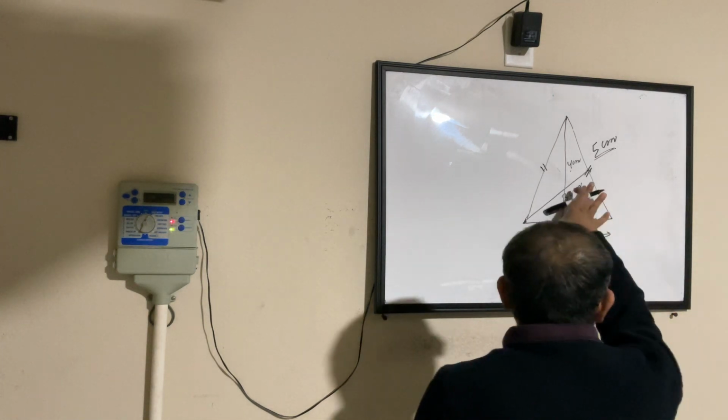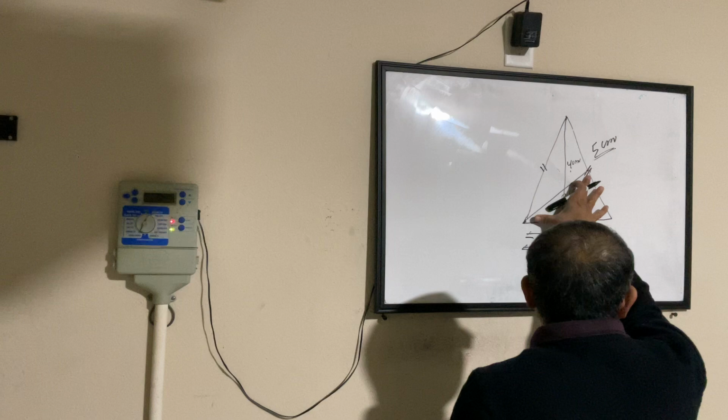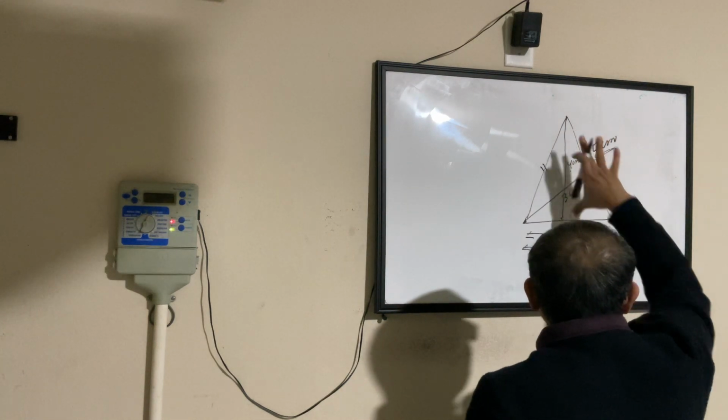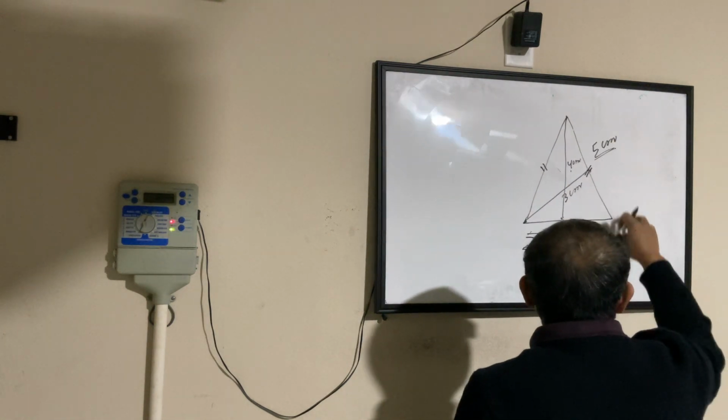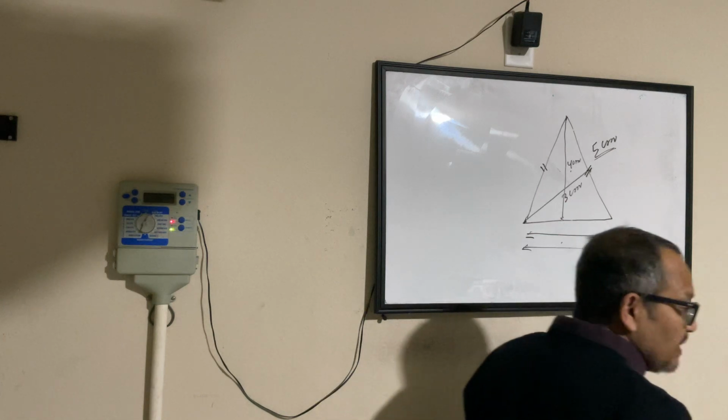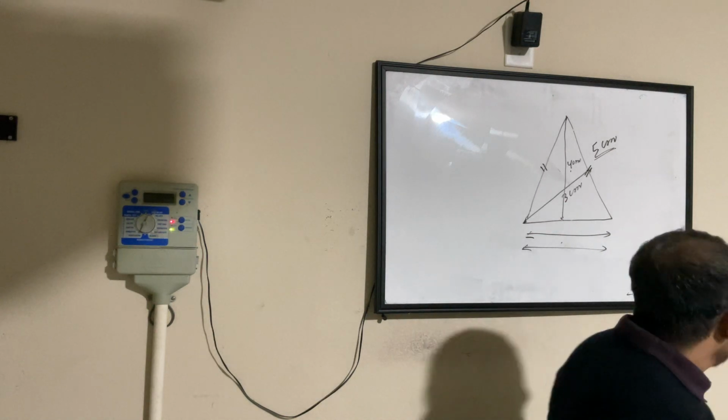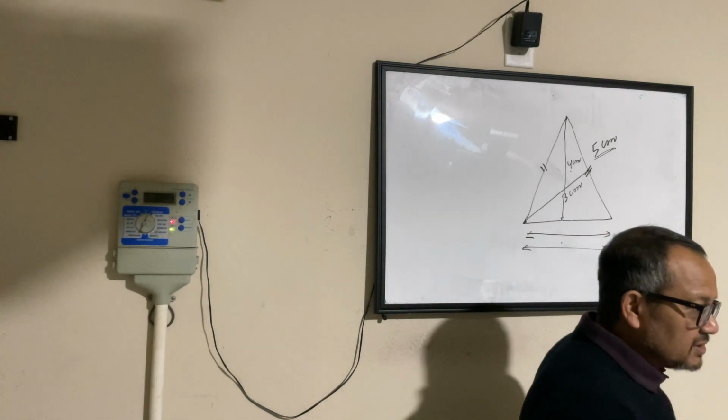So this is 3 centimeters. From here to here 3 centimeters. From here to here 4 centimeters. And this is 5 centimeters. I'm saying this is an isosceles triangle. So I'm asking you to find out the area first and then the perimeter of this shape.